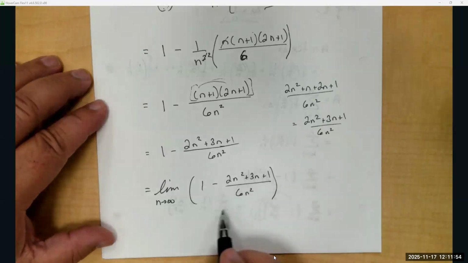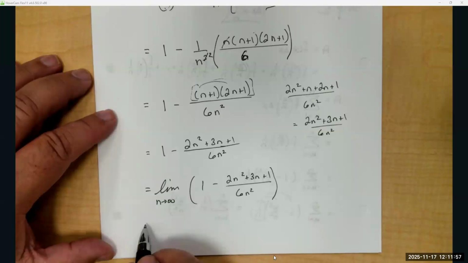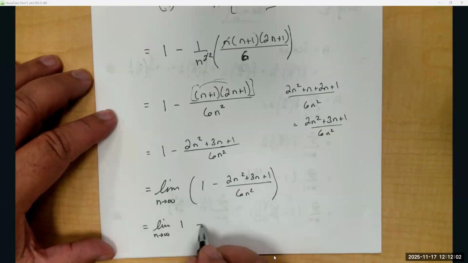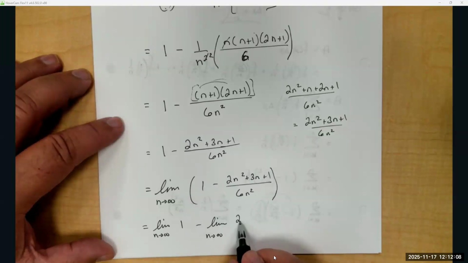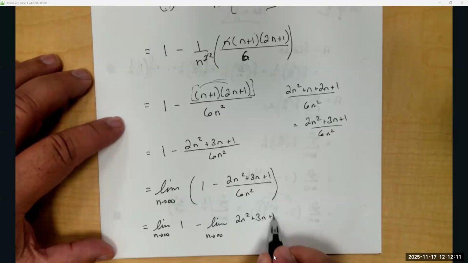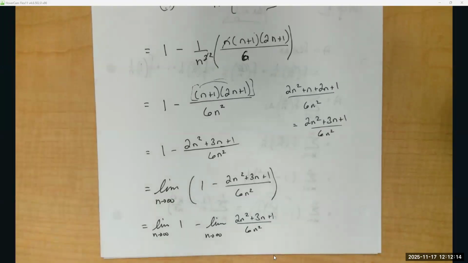So what happens inside here? Again, this is a difference rule. So we have the limit as n goes to infinity of 1 minus the limit as n goes to infinity of this whole monstrosity. We talked about this not too long ago, last chapter, or chapter 4. What do we do with this equation as n goes to infinity?